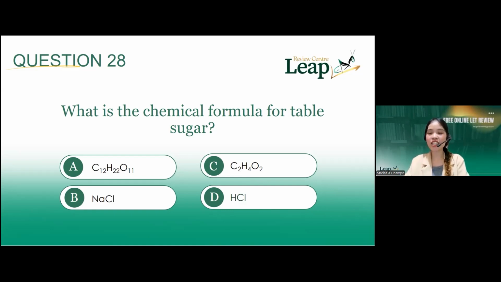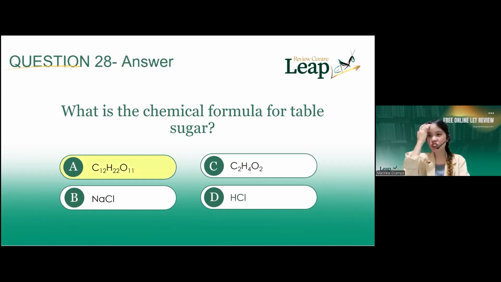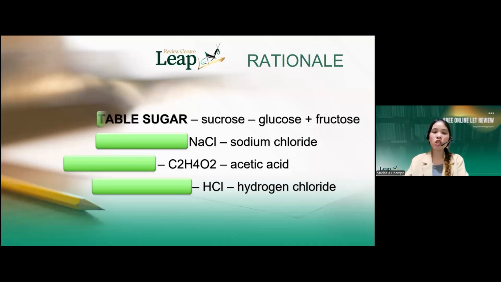So for 28, the correct answer here is letter A. That's the chemical formula for the table sugar. The table sugar is actually sucrose. When we talk about sucrose, guys, it's an example of a carbohydrate. The building block of carbohydrate is monosaccharide. Examples of monosaccharides are glucose and fructose. If we combine these two, we will create the disaccharide sucrose, which in layman's terms we call table sugar.